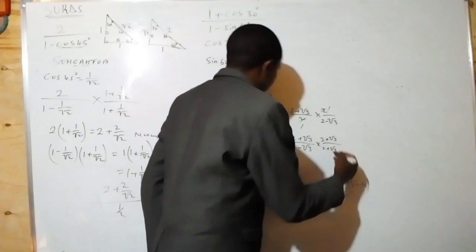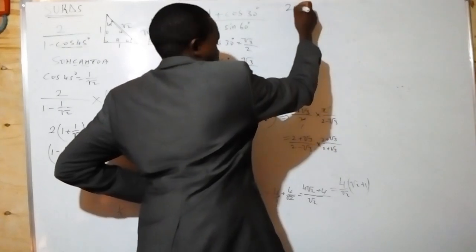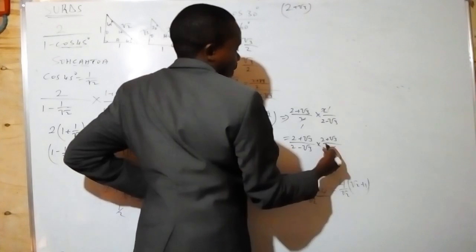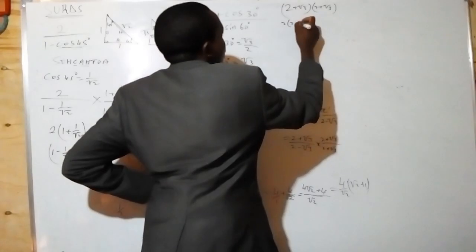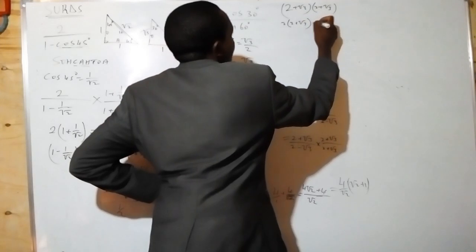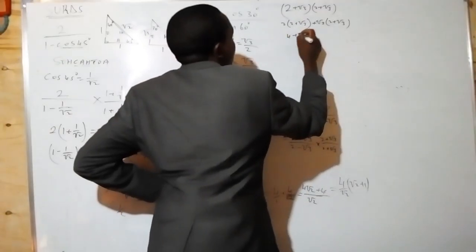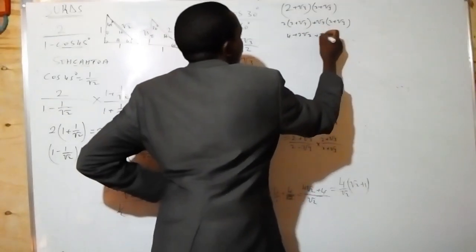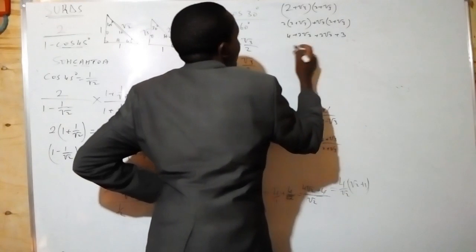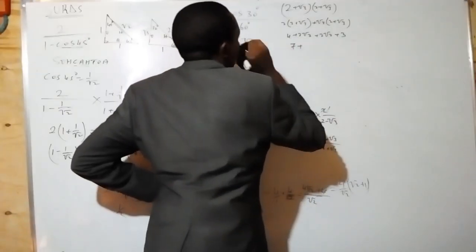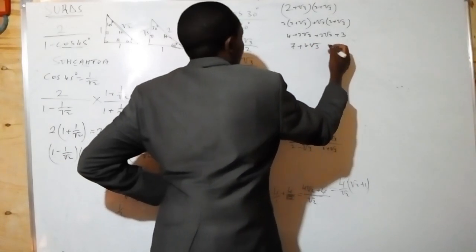Let's see what you are going to see. We first of all deal with the numerator. 2 plus root 3 times 2 plus root 3. 2 times 2, 4, plus 2 times root 3, 2 root 3. Root 3 times 2, 2 root 3, plus root 3 times root 3, it's 3. Like terms: 4 plus 3, 7, plus 2 root 3 plus 2 root 3, it's 4 root 3. Say this is our numerator.